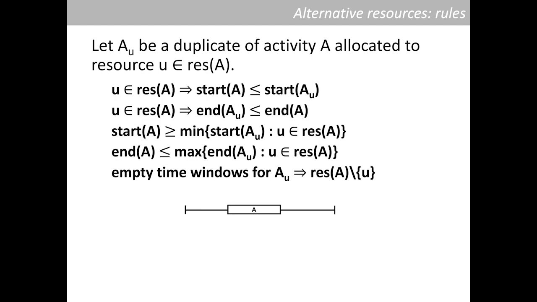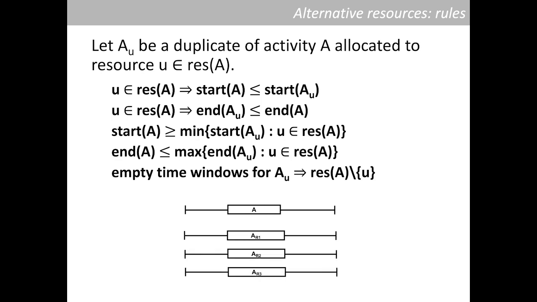So we have the activity A with the time window like this, and we have three resources, R1, R2, and R3, where this activity can be allocated. So we duplicate this activity to three activities that will participate in, let's say, unary resource constraints for these resources. And it may happen that in resource R1, the only available time window for that activity is like this one. In resource R2, it's like this one. And in resource R3, it's like this one.